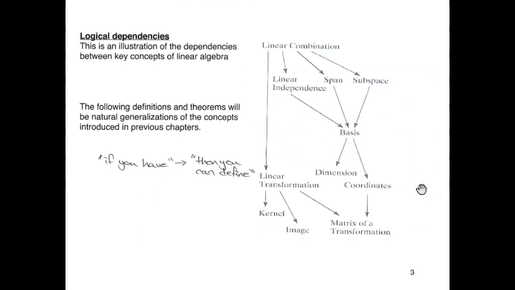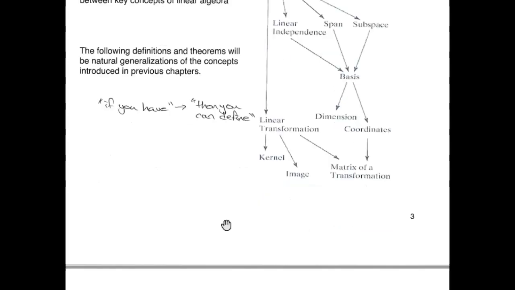Here's a kind of a diagram that looks impressive, but really I've never found any kind of use to it. But the way I interpret it is it's kind of a sequence of, if you have linear combination, then you are able to define what linear independence is. If you have linear independence, then you are able to define what a basis is. Well, you need these three things to define that. If you have a basis, then you're able to define what dimensions are, and so on. But don't worry too much about that.